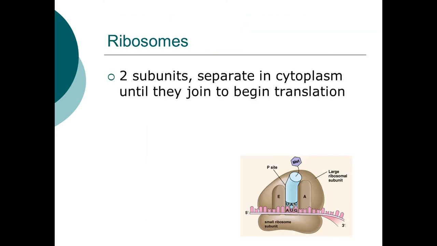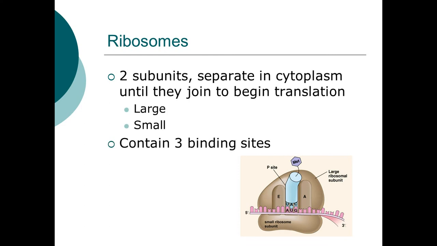Just a quick thing about ribosomes, they have two pieces. They're separate in the cytoplasm until they join to begin translation. So it's kind of like a top and a bottom half. In the one assignment it talked about, it looks like a right hand with a thumb. It's got a large piece and a small piece, and it contains 3 binding sites. The E, the P, and the A, which you're not going to need to know. The P is what we're most concerned with because that's where the codons actually attach.